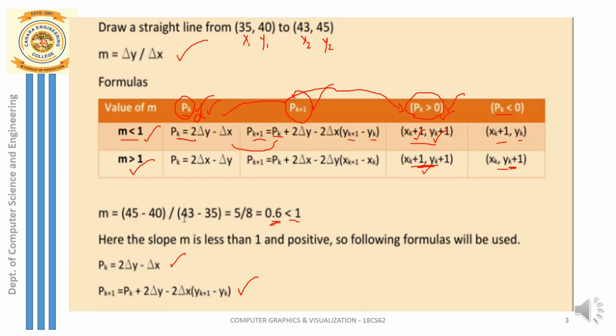Remember, the two endpoints are 35, 40, from where you're going to start now, and you have to end once you reach the extreme rightmost point, that is 43, 45. Once you reach this particular point, you should stop this algorithm. So start plotting the points for this particular example.